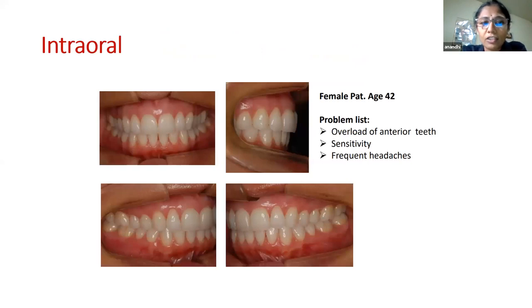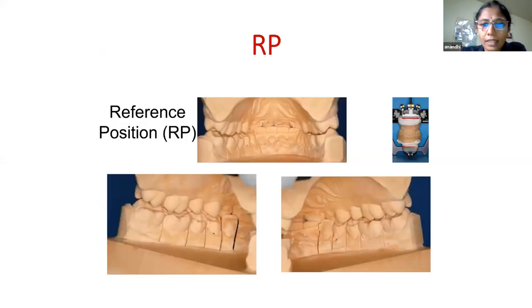So you can see this is the chocolate side I was talking about. This patient has overload of the anterior teeth. She has sensitivity, she has headaches. She's only 42, a female patient. But you see the occlusion looks very nice from the chocolate side. When we smile, it looks very nice. There's class one occlusion everywhere. The bite seems to be very good, but this is from the inside.